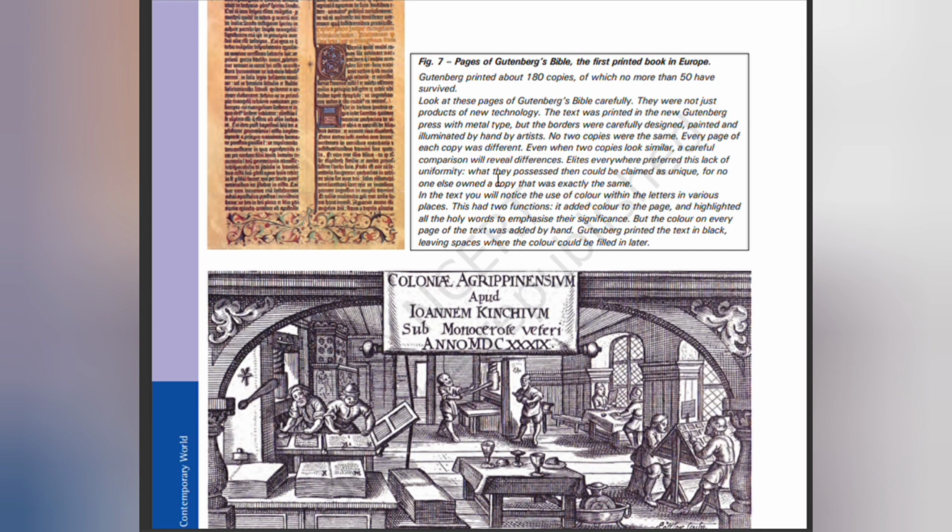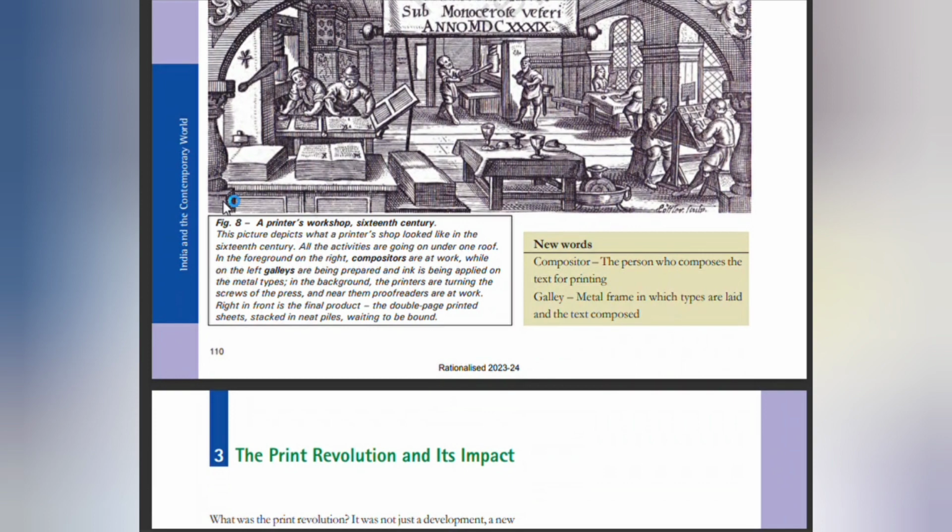In the text, you will notice the use of color within the letters in various places. This had two functions: it added color to the page and highlighted the holy words to emphasize their significance. But the color on every page of the text was added by hand. Gutenberg printed the text in black, leaving spaces where the color could be filled in later.